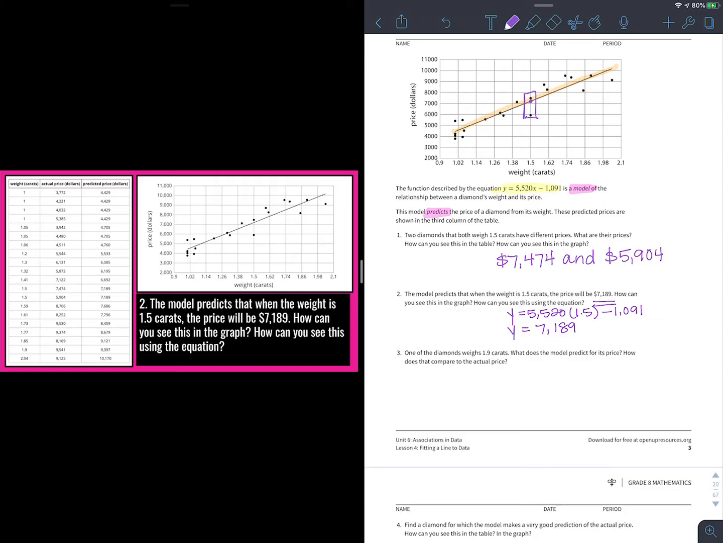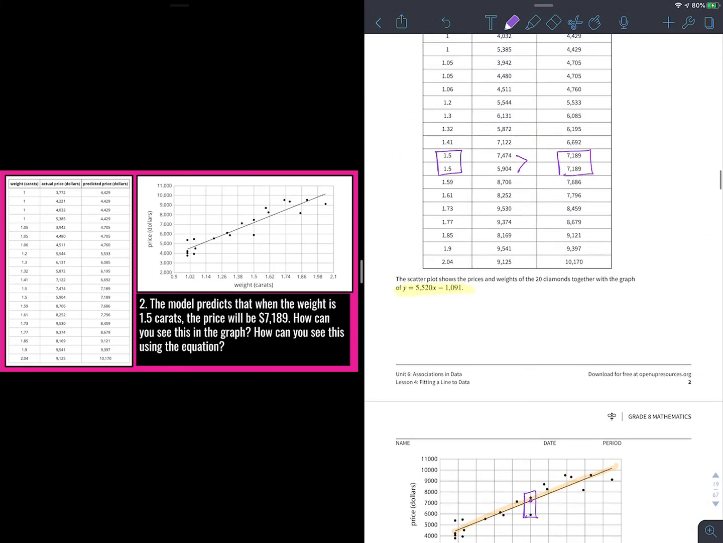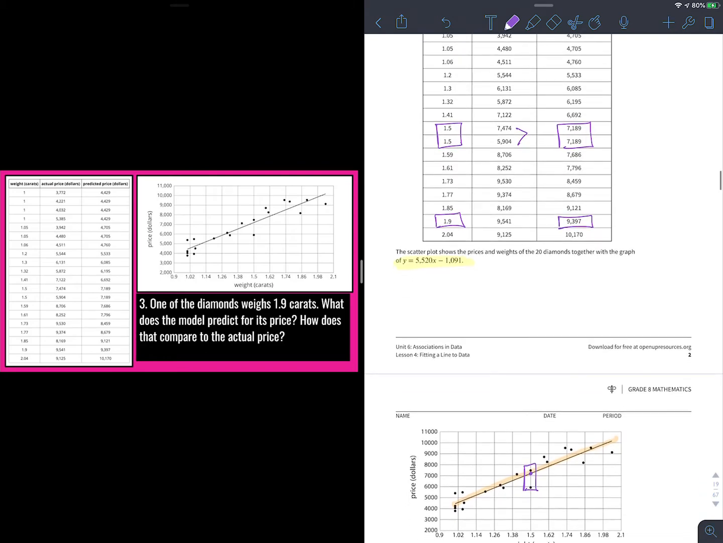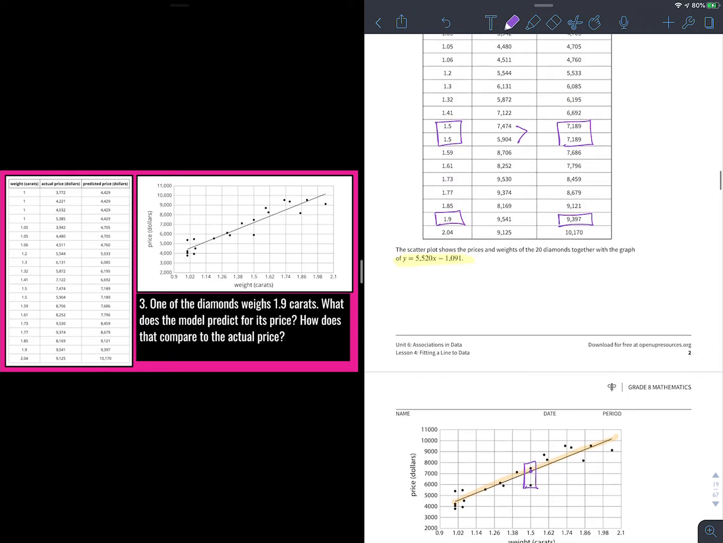Okay, so then question 3 says one of the diamonds weighs 1.9 carats. What does the model predict for its price? How does that compare to the actual price? So this, you're going to want to actually think about using the equation here. And the 1.9, because when you look, oh, it is in there actually. It is in the table. Sorry about that. Here's the 1.9 in the table. Here's that predicted price. How does that compare to the actual price, which is here?